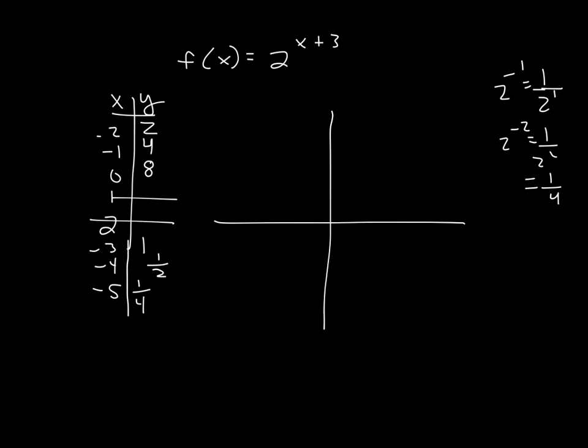We could start graphing these ones first, or I can just go down the list here. It doesn't really matter. So let's go down the list. -2, 2. It's right there. -1, 4. Right there. 0, 8. That's way up there. 5, 6, 7, 8. So there's our y-intercept right there.